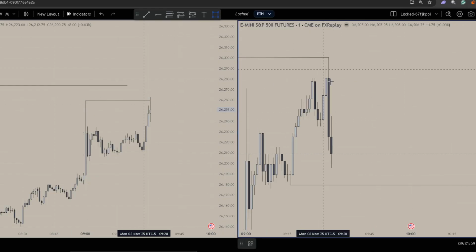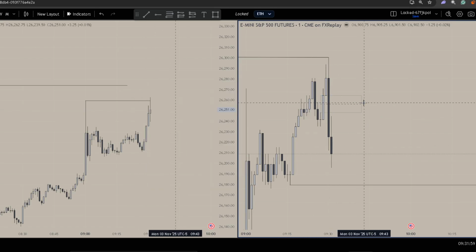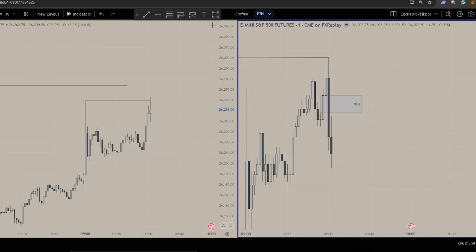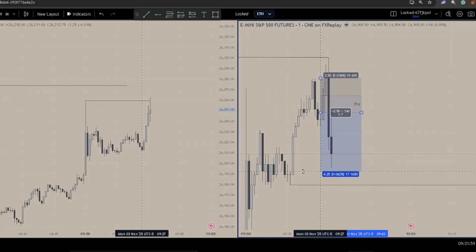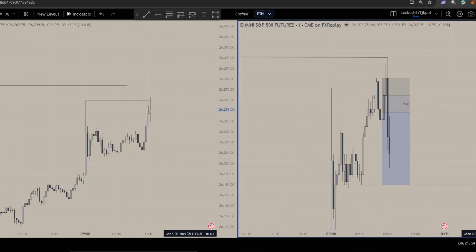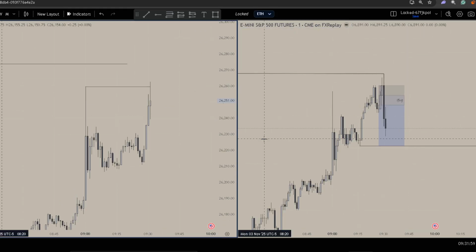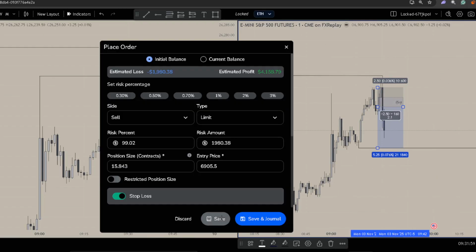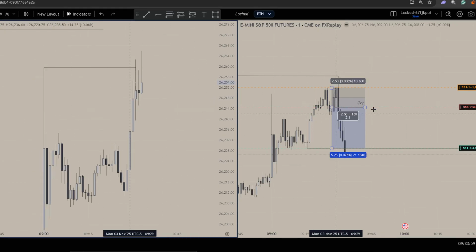SMT at the highs, IFVG targeting that 15-minute low. This would be a good trade. But what's the RR on this? About a 2R. Honestly, this is not a bad trade. This is actually a decent trade. Something like this, I would take. Boom, straight to that low.